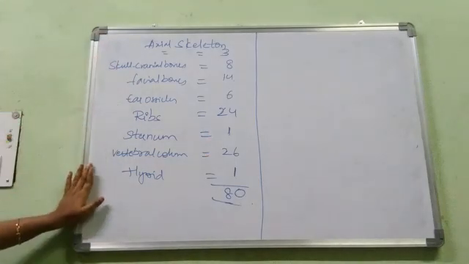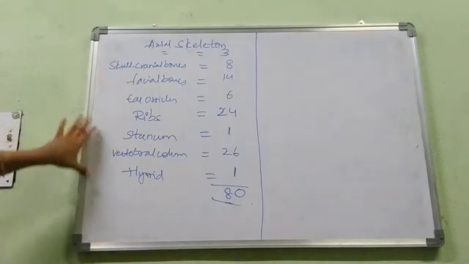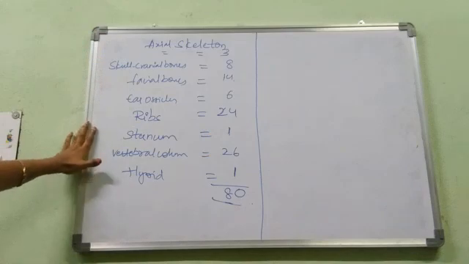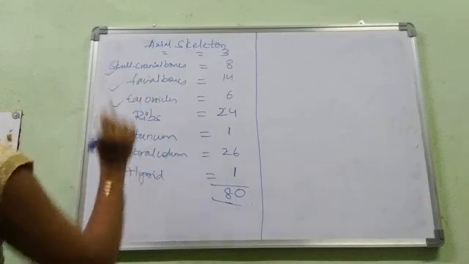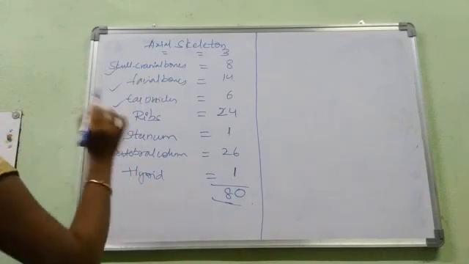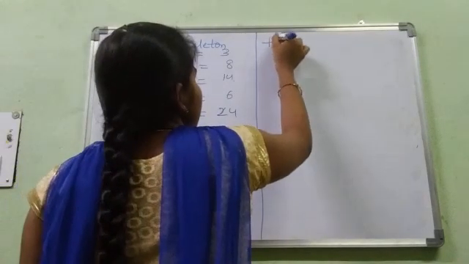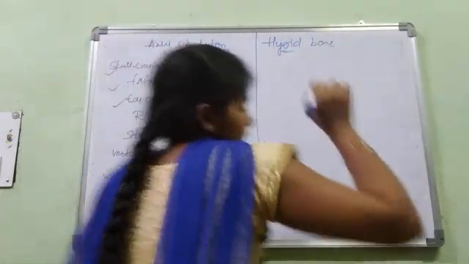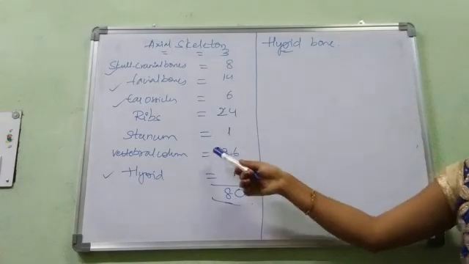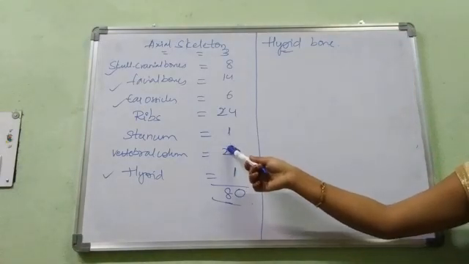This is very important because this type of description you won't get anywhere. Just note down this. We have discussed this one, this one, this one, and first let us discuss about the hyoid bone. Here I'll discuss about the hyoid bone. Just get noted this fast.